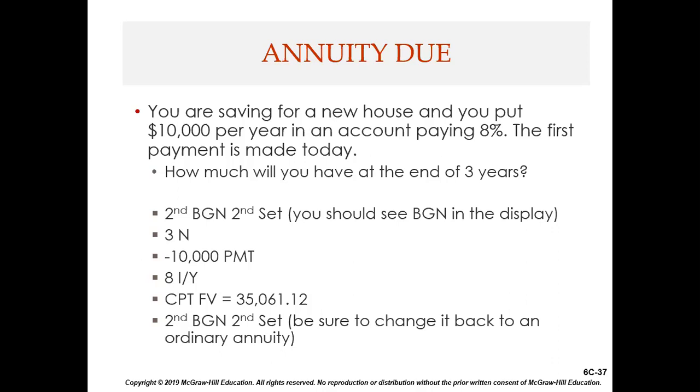Now you're calculating for an annuity due. Because you made a payment at the beginning of the year in that first year, you have a whole extra year's worth of interest that's accumulating that you wouldn't have had if you made that payment at the end of the first year. So N is going to be 3. So I'm going to make sure in my finance calculator my N is 3. My interest rate is 8.